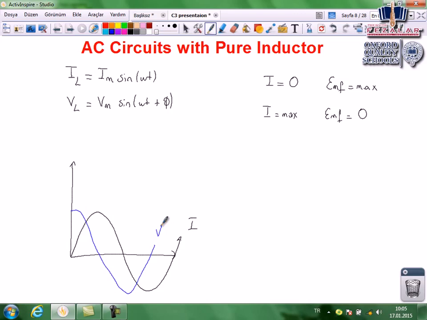You see there is a phase difference between them, and we can show this complex graph by a phasor diagram. Let's say this is the x-axis and this is the y-axis. In the chapter, current will always be on the x-axis. Let's use the blue pen for current. This is current. When current is minimum at 0, voltage will be maximum here. This is V L and this is I L.